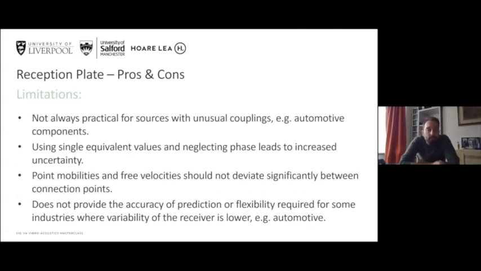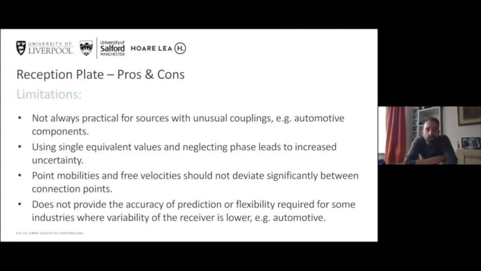There are some limitations, however. It's not always practical for sources with unusual couplings, for example, automotive components, and we're going to see an example of that when I go on to the other method. For example, an engine in a car will have engine mount points at its base, but also probably halfway up the engine at the back, and it can't just be rested on a plate.